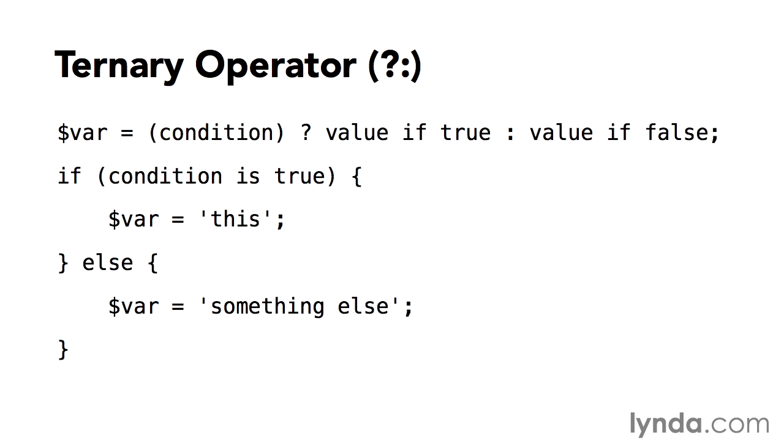The condition is followed by a question mark. To the right of the question mark is the value you want to assign if the condition is true. Next comes a colon, and then the value you want to assign if the condition is false. In effect, it's a shorthand way of writing this if-else conditional statement.